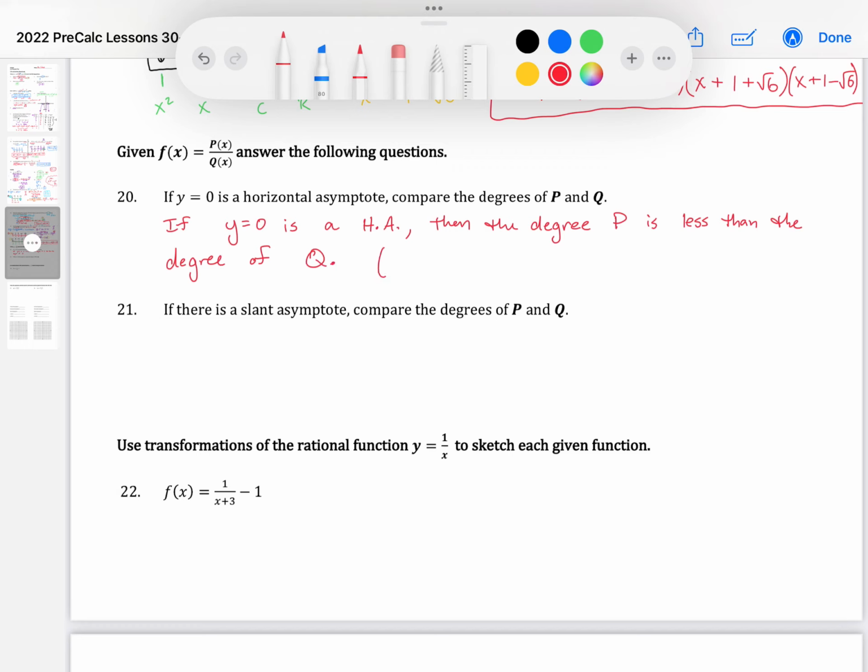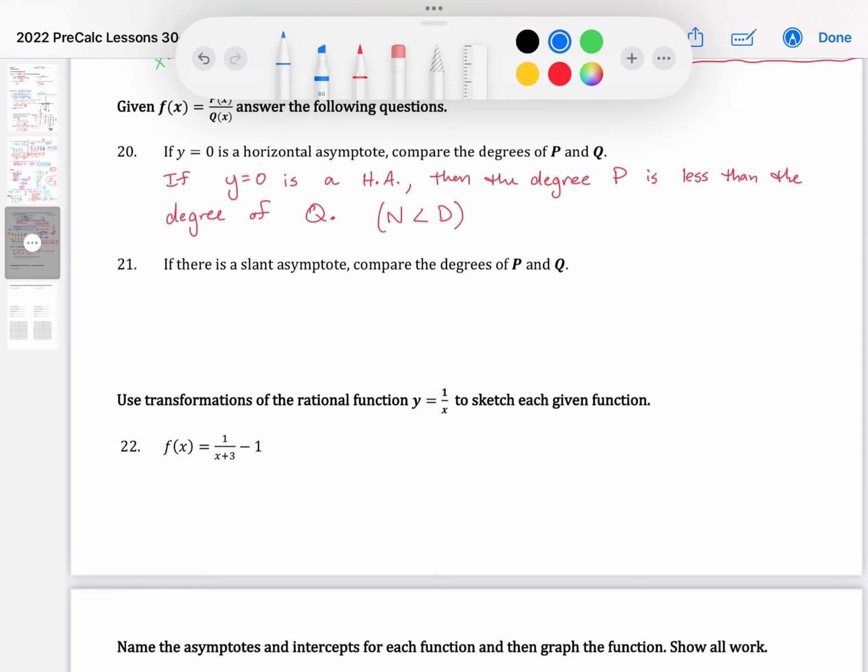And in our notes, we called this like the degree of the numerator was not greater than. The degree of the numerator is less than the degree of the denominator. So that was like that table that we filled out in the notes.